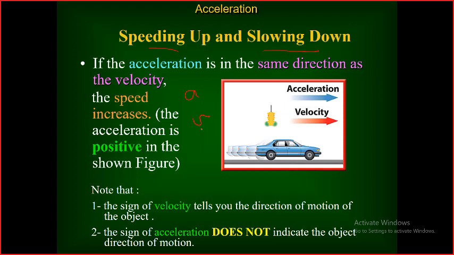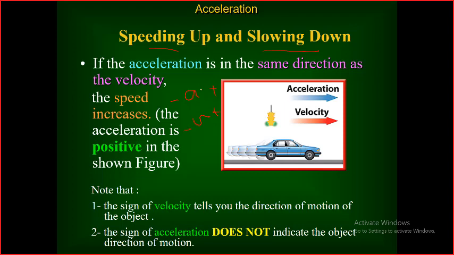Okay. If I have both of them, how to decide if the object is going to speed up or slow down? If A and V are in the same direction, have the same sign. If both are positive, for example, or both are negative, the acceleration is positive and the velocity is positive, or the acceleration is negative and the velocity is negative, in both cases the object is going to speed up, will gain speed more and more.